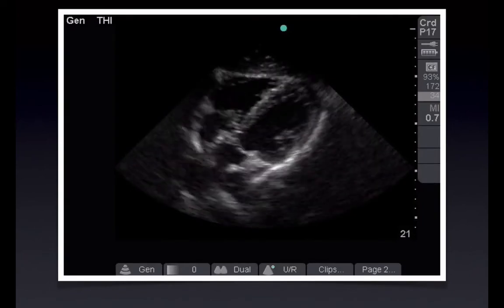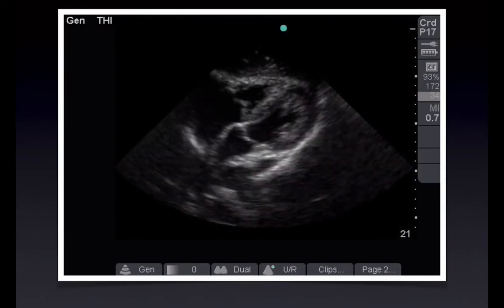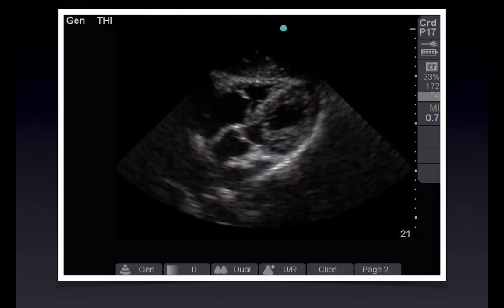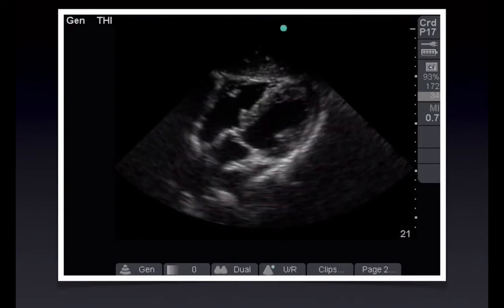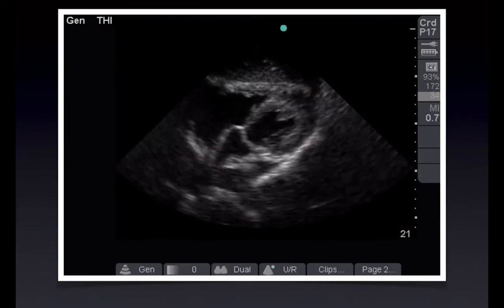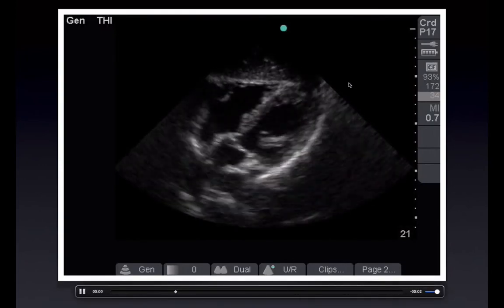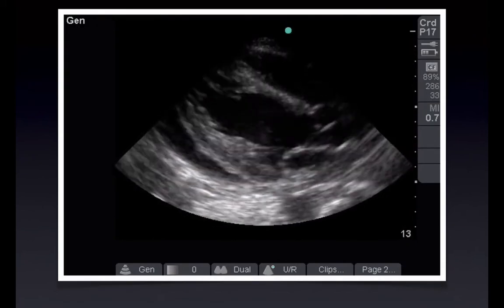We're looking at the 4-chamber view, subxiphoid. What do you guys think? So that's normal, no pericardial effusion. You have the 4 chambers. Review the right side of the heart, left side of the heart. Normal exam.